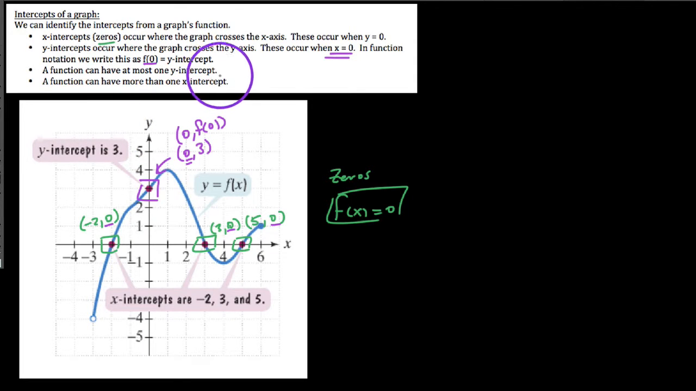So the last two items to note here is that a function, if it's a function, at most it can have only one y-intercept at most, but that it can have several x-intercepts or none.